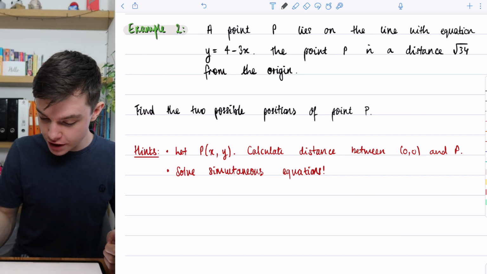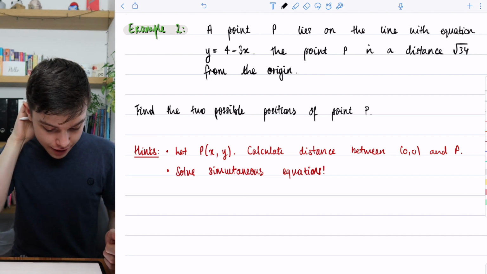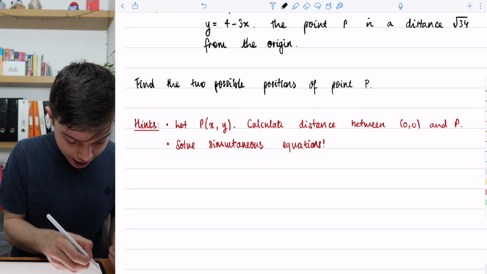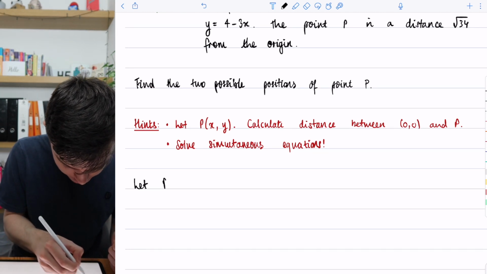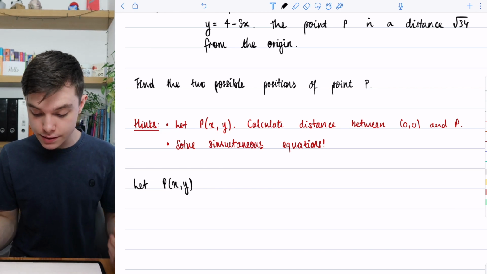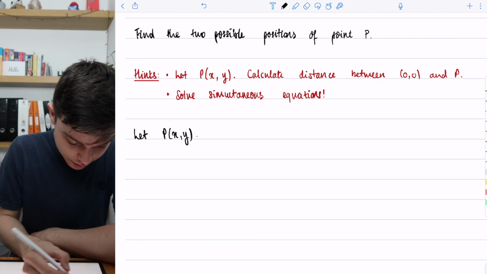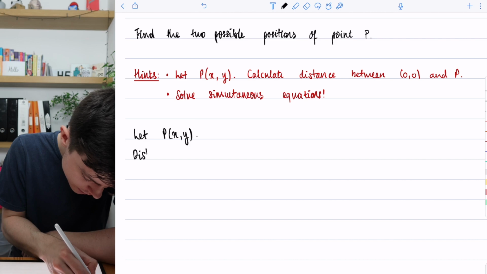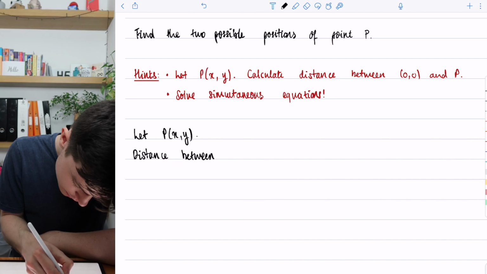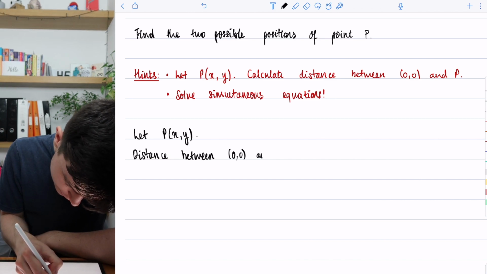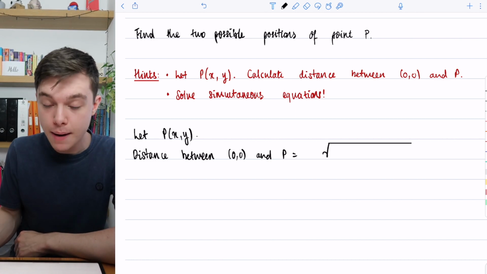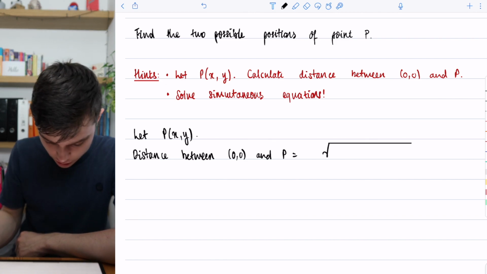Okay, let's see whether you are correct. So how can we start this? Well, we start by looking at the first hint, and it says let P be X and Y. So I'll start that off in my solution. So let P be X and Y, and I'm going to calculate the distance between the origin and P, okay? So the distance between 0, 0 and P is going to be the square root of the change in Y's plus the change in X's, and then square those, okay?